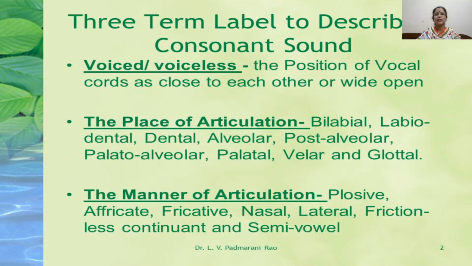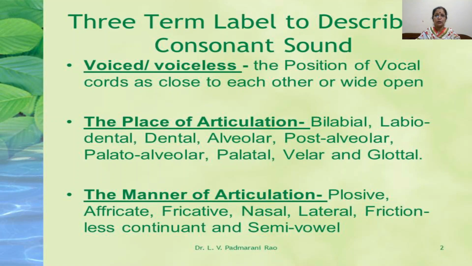The third description that you could find for a consonantal sound is the manner of articulation. The manner of articulation is also called the stricture, because it tells us the way in which the air that is coming out from the lungs passes through either the mouth or the nose. Accordingly, we have the plosive, where the active articulator makes a firm contact with the passive articulator to close the oral passage of air, as a result of which the air is held up for some time and is released with an explosion. Hence, it is called plosive.